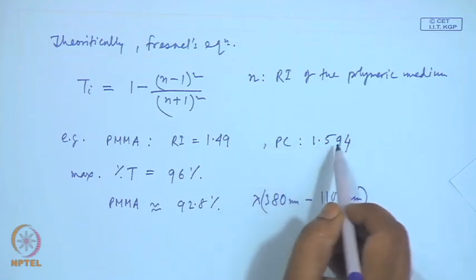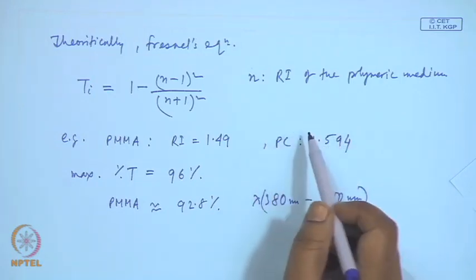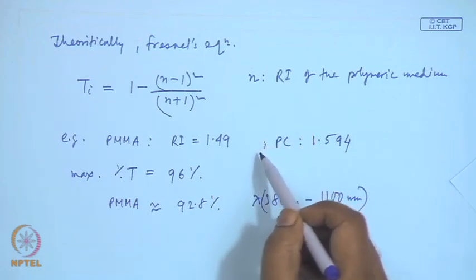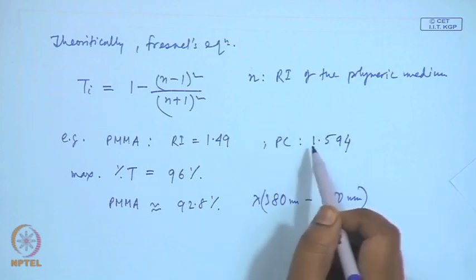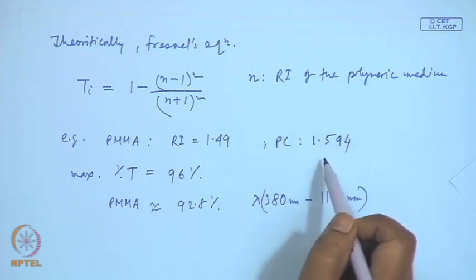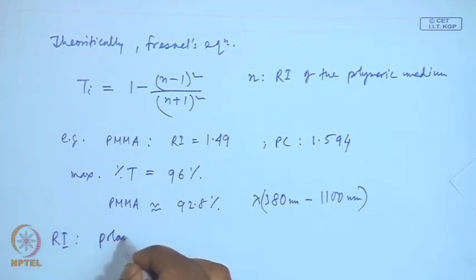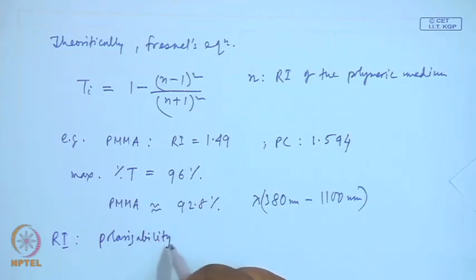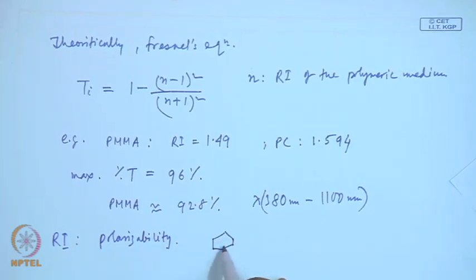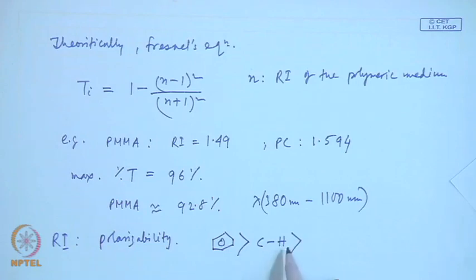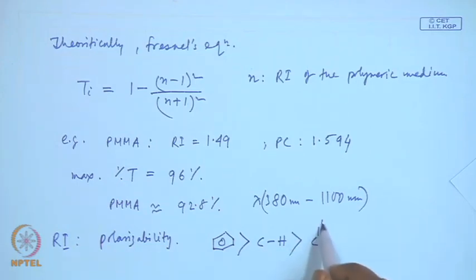So, if you want to increase the transparency of a polymeric material, then you should look for a polymer which has a lower refractive index. Now, what is refractive index? It relates to the polarizability of the molecules present, and that order of polarizability normally depends upon the size of the groups present. So, the polarizability of different groups will be of order like this.